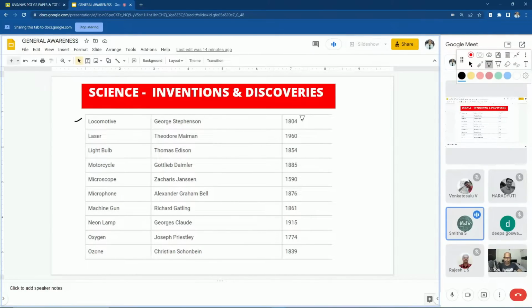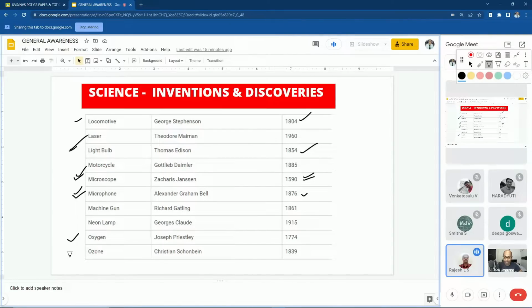Locomotive, George Stephenson, 1804. Laser, Theodore Maiman, 1960. Light bulb, Thomas Edison, 1854. Motorcycle, Gottlieb Daimler, 1885. Microscope, Zacharias Janssen, 1590. Microphone, Alexander Graham Bell, 1876. Machine gun, Richard Gatling, 1861. Neon lamp, Georges Claude, 1915. Oxygen, Joseph Priestley, 1774. Ozone, Christian Schonbein, 1839. Right. So there was oxygen, sir, one confusion is there.